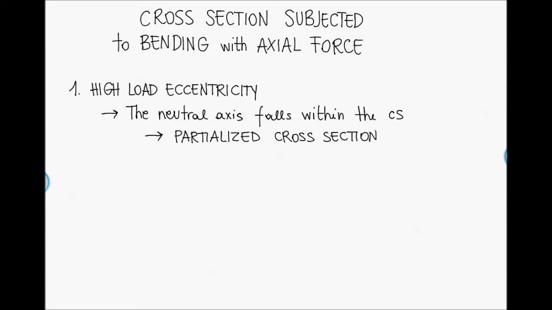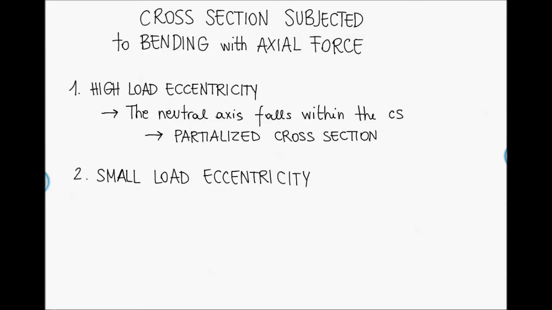Or we may be in a situation with a small load eccentricity. In this situation, the neutral axis is external with respect to the cross-section, so in case of compressive load, we will have a fully resistant cross-section. In case of only tensile forces, in our cross-section the steel is the only component which resists.